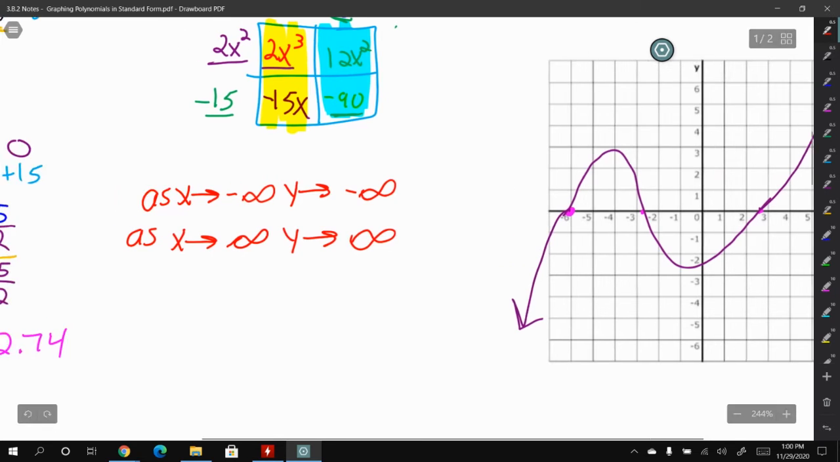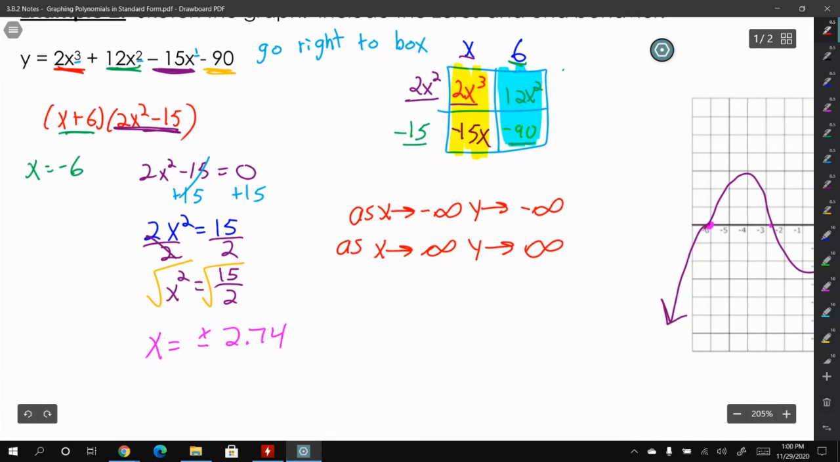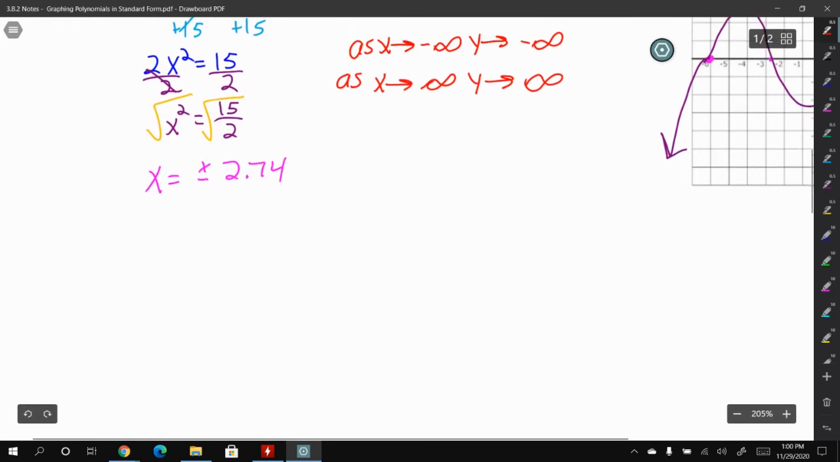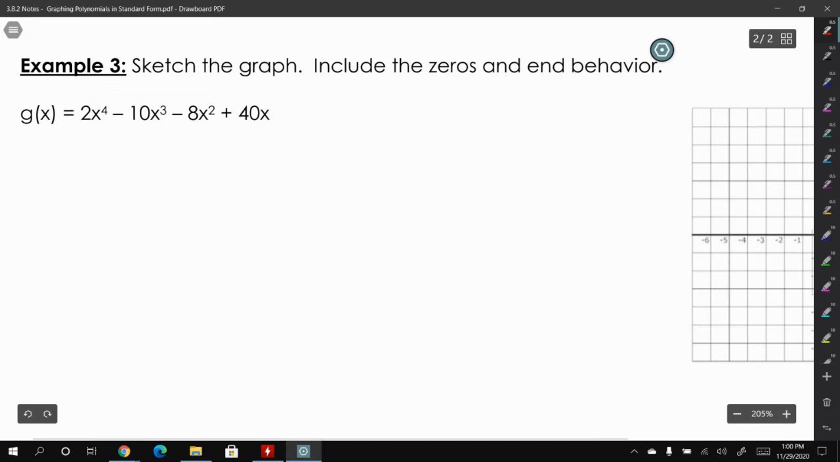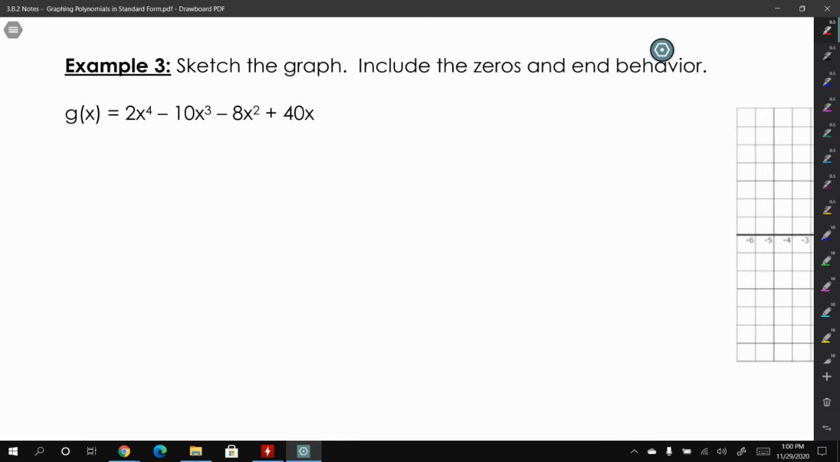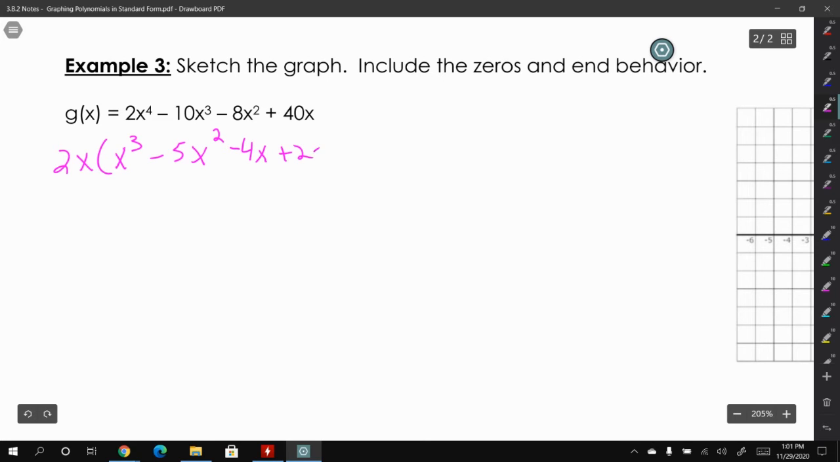So the new thing was how to factor, but we have an x to the third power. And we're going to go right to the box when we see that. Right, let's look at the next page where we have a GCF here for this function. We can divide all those numbers by 2, and they have an x in common. So let's factor out a GCF of 2x, and then we're left with x to the third minus 5x squared minus 4x plus 20.